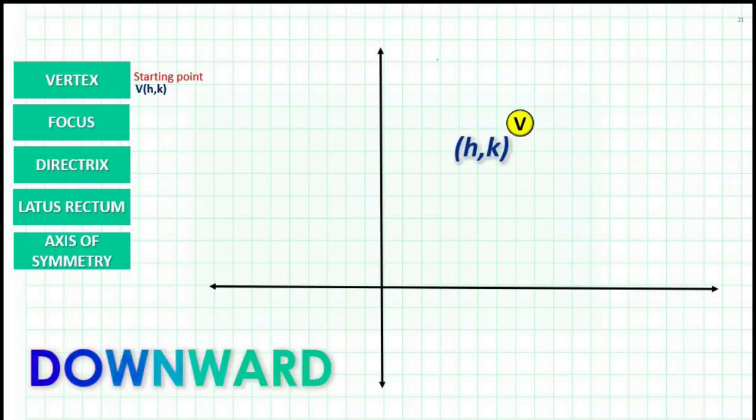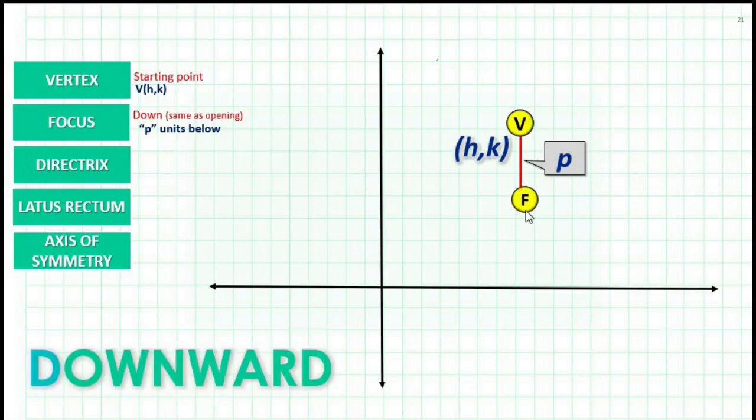After plotting the vertex, the next point to be plotted is focus. So similar to the previous example, take note that in plotting the focus, you should follow the direction of the opening of the parabola. So since this is a parabola that opens downward, the focus will also be plotted downward. And how many units are we going to move below? That is P units below. So starting from the vertex, we will simply count P units below, and then we plot the focus.